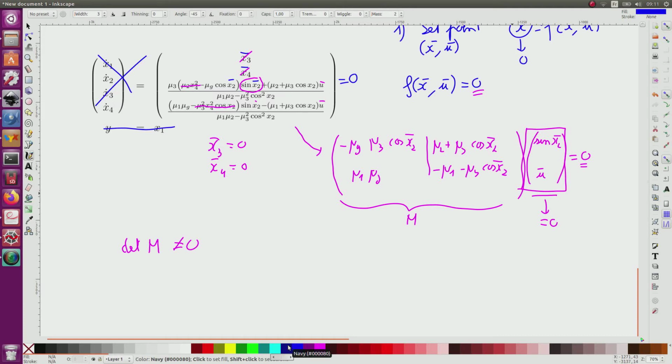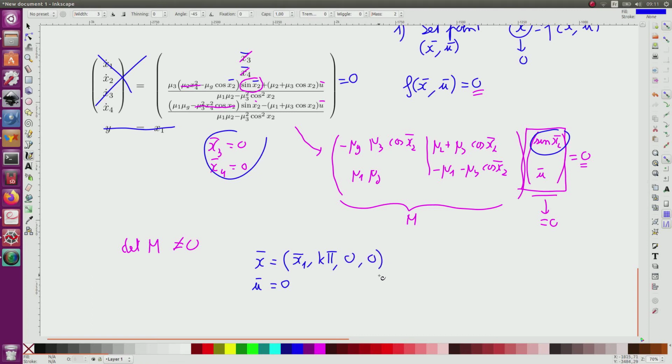As a consequence, the operating points x bar, u bar satisfy: u bar should be equal to 0. And for x bar, it will have the form: I need to have this equal to 0, but x1 bar can be what I want. So I will write it like this. This one requires that x2 bar is equal to k pi, where k is an integer, and I know from this that the two others should be equal to 0.